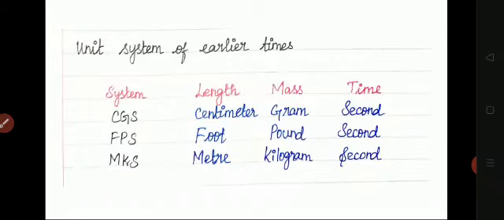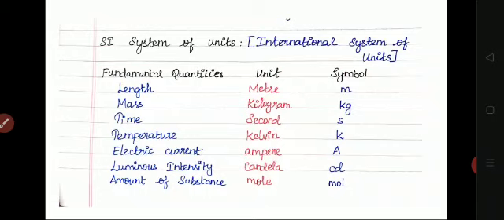And next we are going to see what systems of units were followed in the earlier times. In the earlier times, three systems of units were followed. The first is the CGS system, and the next are the FPS system and the MKS system. CGS is abbreviated as centimeter, gram and second. But now we are following a new system, the SI system of units, which is a modernized and improvised form of the previous systems, that is CGS, FPS and MKS, and it is accepted in almost all the countries. So this is called the international system of units.